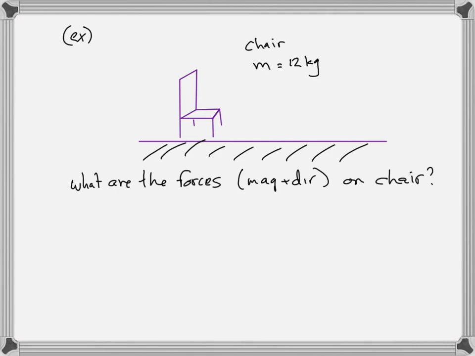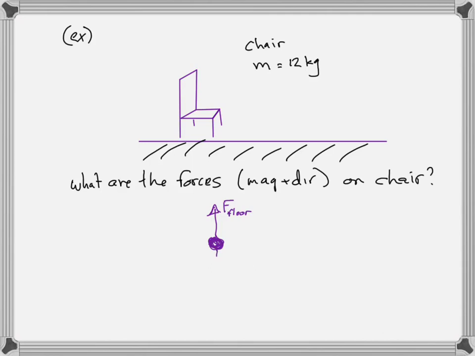So how do we indicate that? What we want to do is take the chair out of the picture. Let's just make a dot. This is my chair, right? Let's represent it by a dot and say that the floor is pushing upwards on it. That is the force keeping the chair from moving through the floor. That's the only thing touching it, so that's the only thing exerting a contact force.